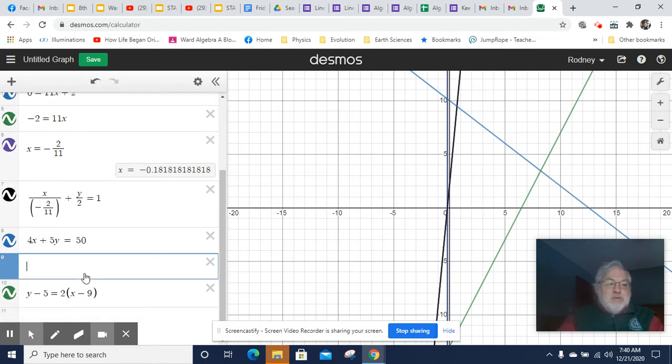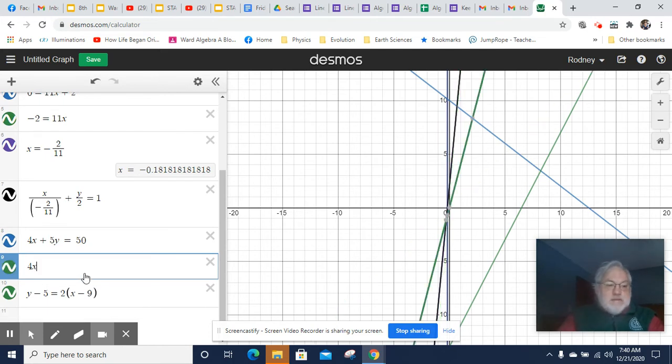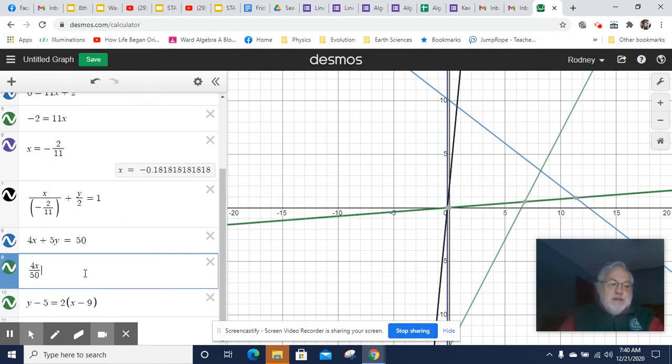So that's going to be x over 0.08. That's a neat and tidy fraction, decimal. I can actually do it this way, though. I'm going to say 4x over 50. And then over here, 5y divided by 50 is just going to be 1 over 10, so it'll be y over 10. And then 50 divided by 50 is just 1.